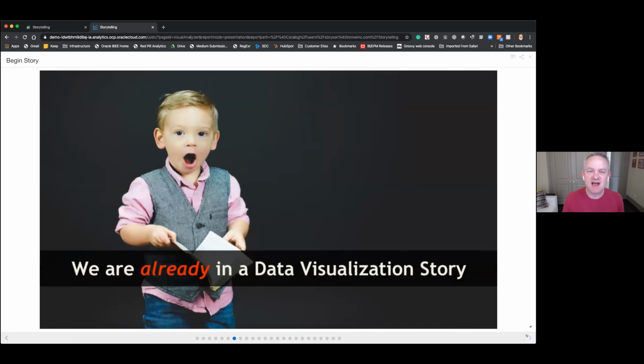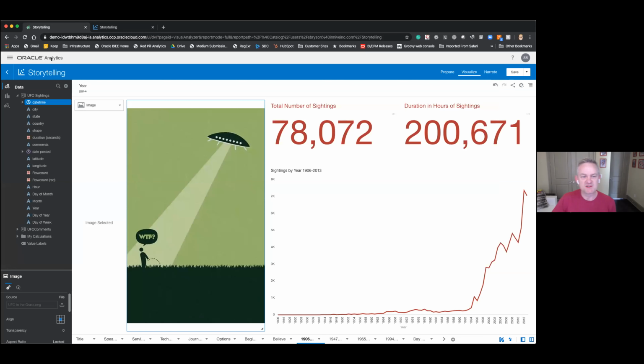And by the way, we're inside of a data visualization story right now. Those of you that are clever, I'm sure it's all of you, by the way, might have noticed that I'm already in Oracle Data Visualization. I have been for the entirety. So Oracle Data Visualization is a tool that you can use to give a presentation if that presentation happens to be about data.